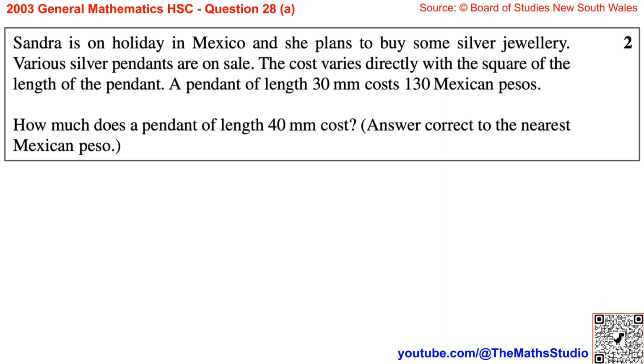Question 28, Part A. Sandra is on holiday in Mexico and she plans to buy some silver jewelry. Various silver pendants are on sale. The cost varies directly with the square of the length of the pendant. A pendant of length 30 millimeters costs 130 Mexican pesos. How much does a pendant of length 40 millimeters cost? Answer correct to the nearest Mexican peso.